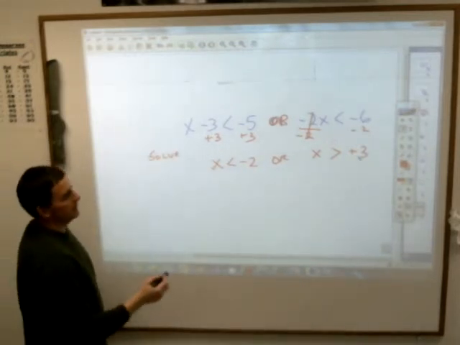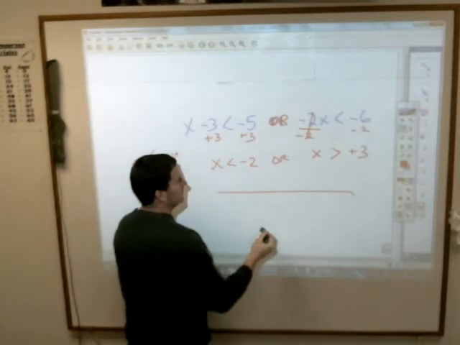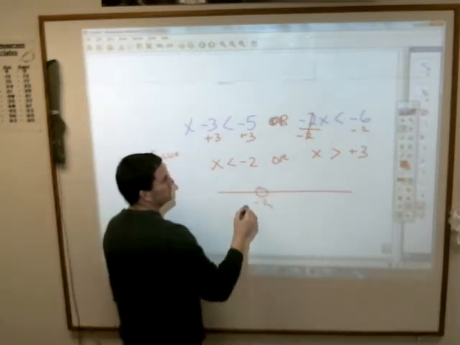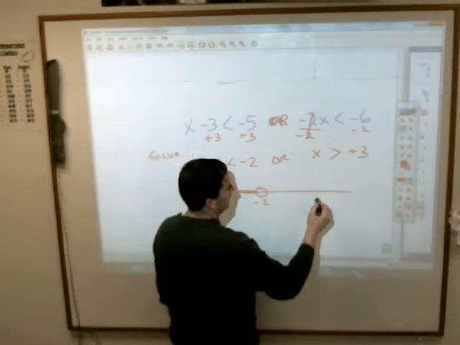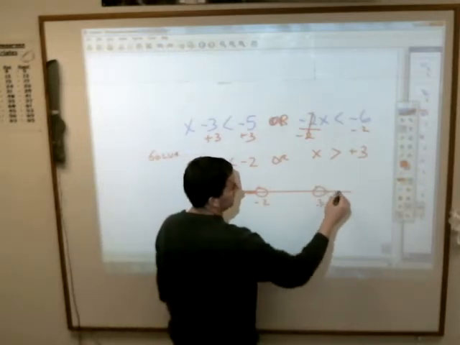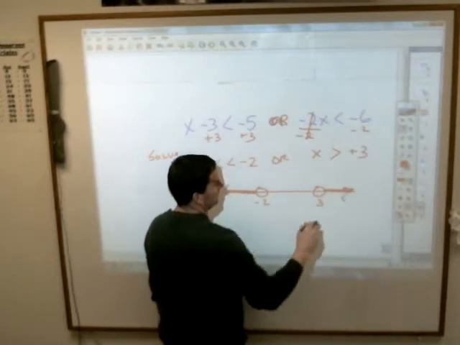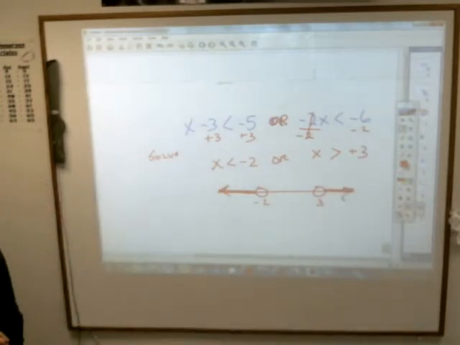And then once you get that, they're going to ask you to graph it. You have an open circle at -2, x is less than. You have an open circle at +3, x is greater than. So it's just a combination of those sort of things. So it's like double the work. Yes, if you're looking at it from a doubling the work category, that would be it. That's very, very true.